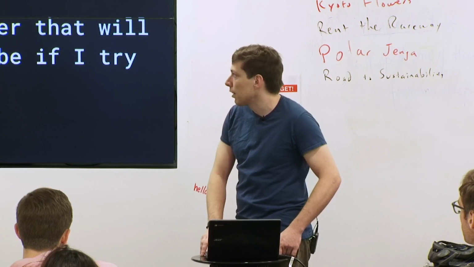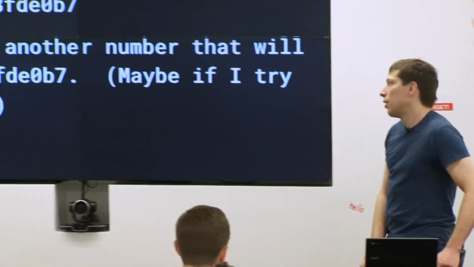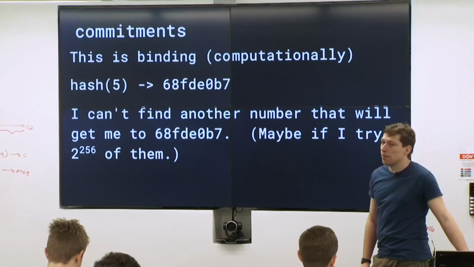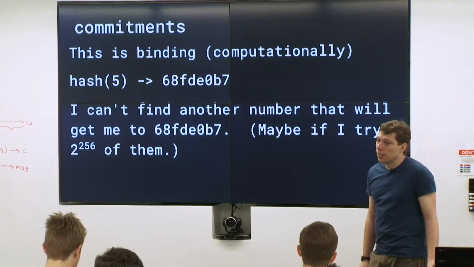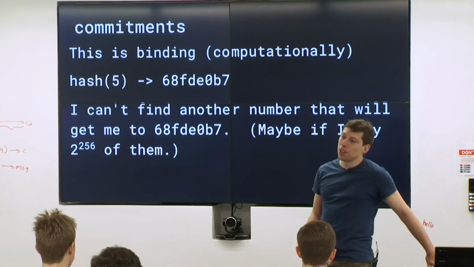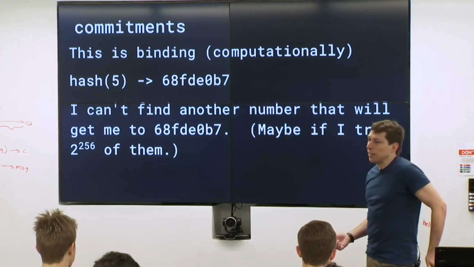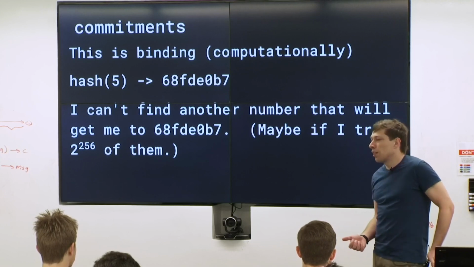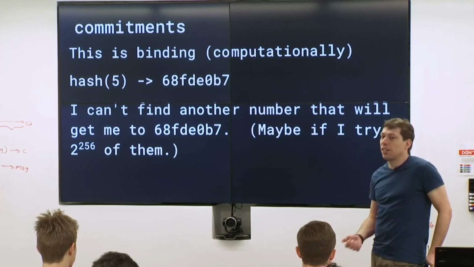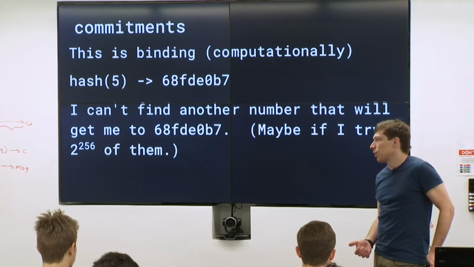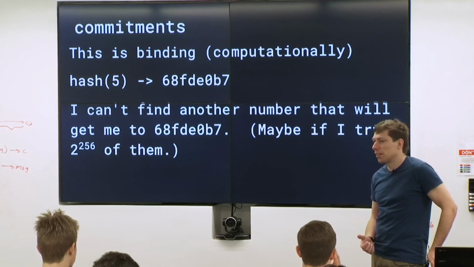Okay, so this is binding. Any ideas of why this would not be a good commitment scheme? You want to commit to a value and then later reveal it. You don't want the person who's committing to be able to change their commitment. What else might you want that this probably doesn't provide?